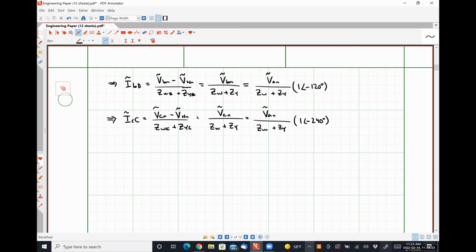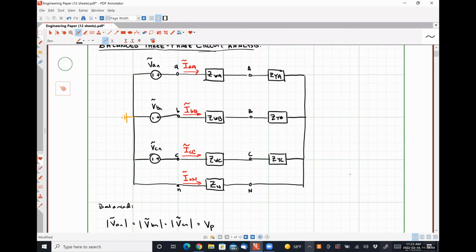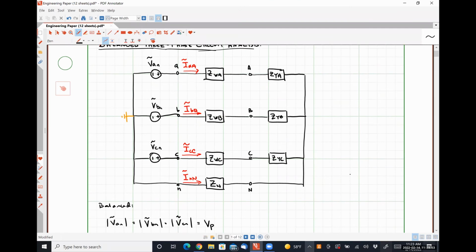So if I have a balanced three-phase system, my neutral current is 0, and my line currents represent a balanced system as well, right? Because they all have the exact same magnitude and they all have a phase separation of exactly 120 degrees. So if that's how my line currents behave, what about my phase currents in my load?